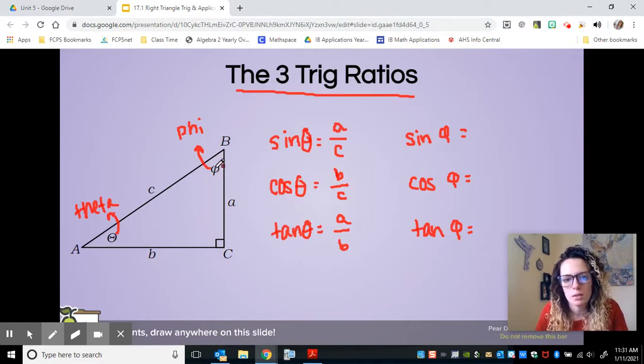So if I'm looking at angle phi, that means my sine would be the opposite over the hypotenuse. So now it's b over c. Cosine would be adjacent over hypotenuse, so a over c. And tangent would be opposite over adjacent, or b over a.